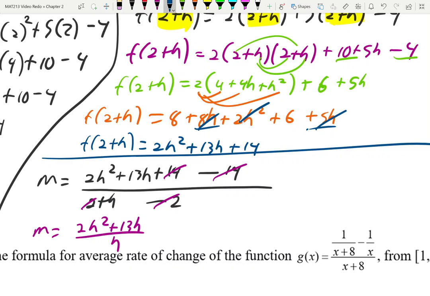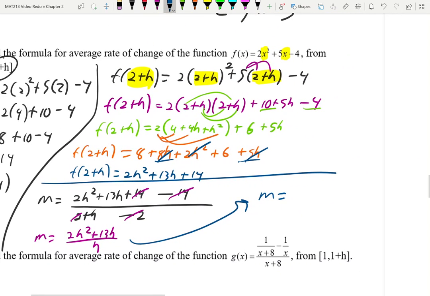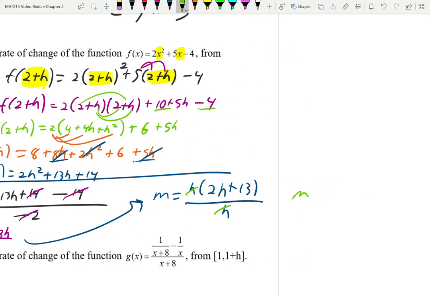Hey! In that numerator, once again, we can't divide the h's until we factor. So in that numerator, take out your greatest common factor, which would be h, leaving behind 2h plus 13. In the denominator, there's nothing to factor. So now the h's divide, leaving me with a formula for slope equals 2h plus 13. That's amazing! We have a slope formula.